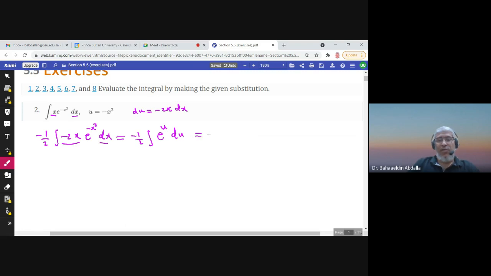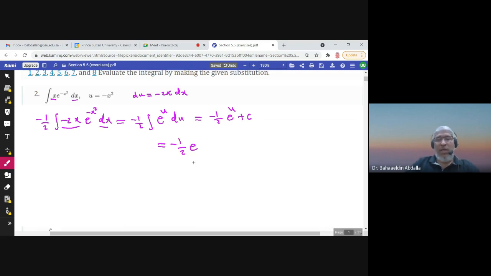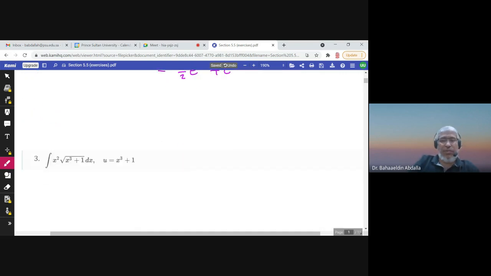So the integral would be negative half. Integral of e^u is e^u plus c. And now the final answer would be negative half e to the power, and I put the value of u, which is negative x squared, plus c. If you want to check your answer, find the derivative of this. You should get x times e to the power negative x squared.